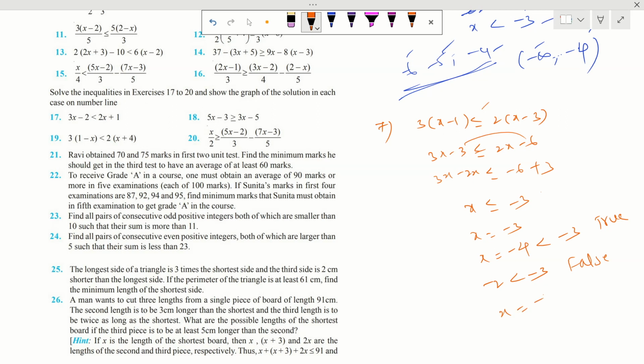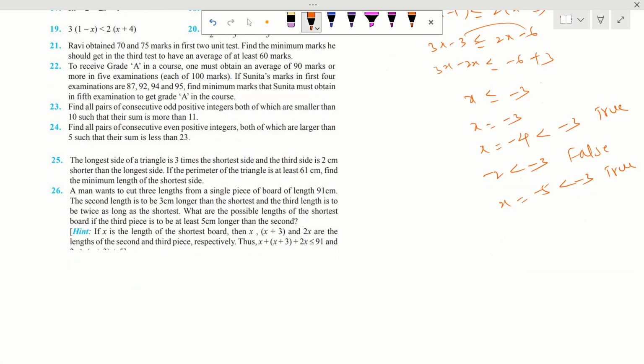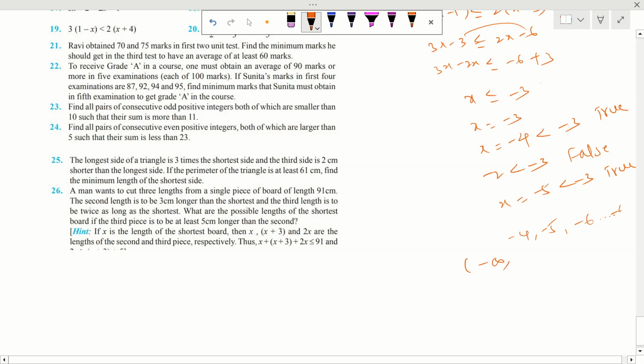If we take x equal to minus 5, minus 5 is less than minus 3, this is true. Okay, so this goes on continuously, right? Minus 4, minus 5, minus 6, all negative numbers will satisfy this equation. So it goes on to minus infinity, and it starts from minus 3, up to minus infinity is the solution of this equation.